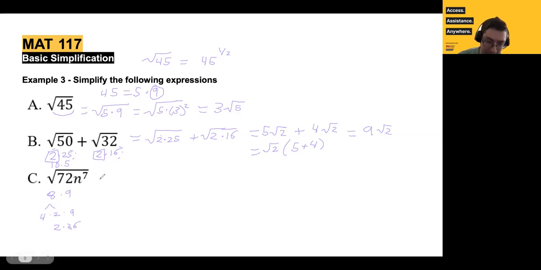Then n to the 7th, the square root is just the 1/2 power. The square root of n to the 7th, you can just convert into n to the 7 over 2. So in the end, we simplify this as 72 becomes 2 times 36 n to the 7. So I'll just take the 6 out and then the n to the 7 over 2 out.